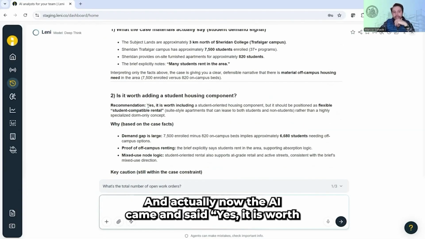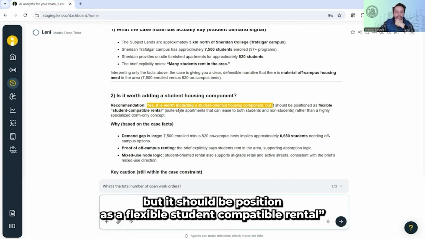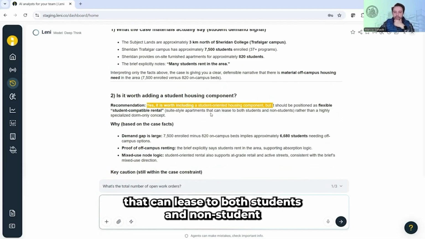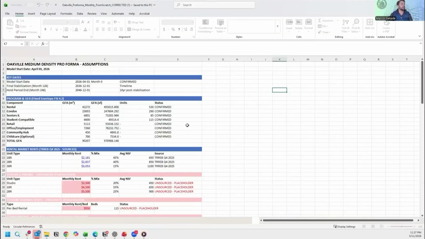And actually now the AI came and said, yes, it is worth including a student housing component, but it should be positioned as a flexible student-compatible rental. Suite style apartment that can lease to both students and non-students rather than a highly specialized dorm-only concept.